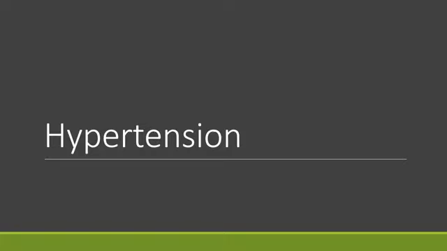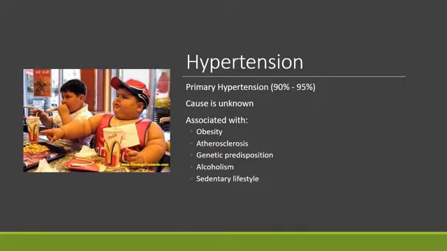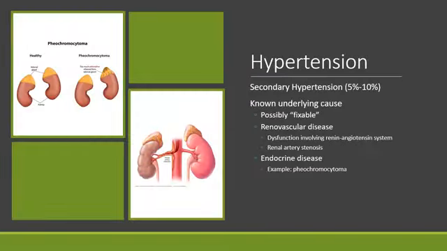So let's start by talking about hypertension. When we talk about hypertension, there's two kinds, primary and secondary. We'll start by looking at primary hypertension. That accounts for about 90 to 95% of patients with hypertension. In terms of the cause, it's unknown what causes hypertension, but it has a whole bunch of factors that are associated with it, things like obesity, smoking, sedentary lifestyle, alcoholism, and certainly genetic predisposition. All these impact the likelihood that a patient can be diagnosed with primary hypertension.